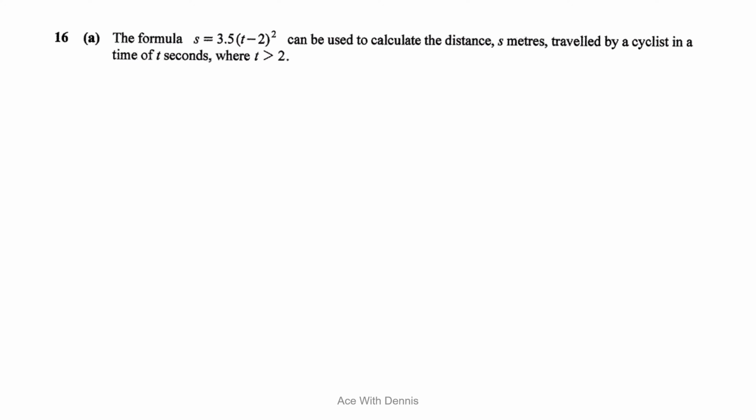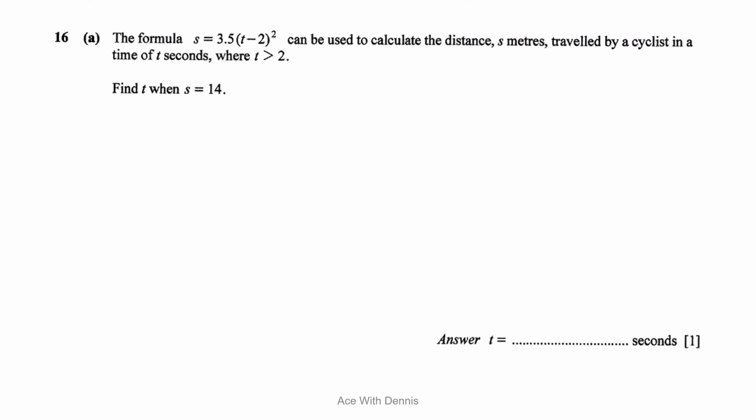16. A. The formula s = 3.5(t − 2)² can be used to calculate the distance s meters traveled by a cyclist in a time of t seconds, where t is greater than 2. Find t when s is equal to 14.